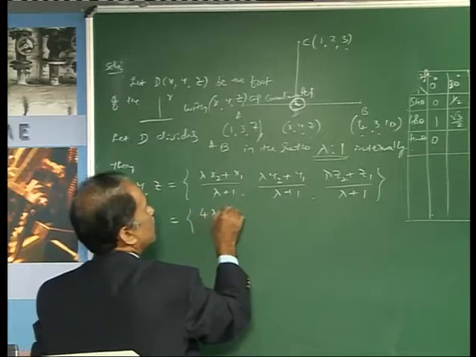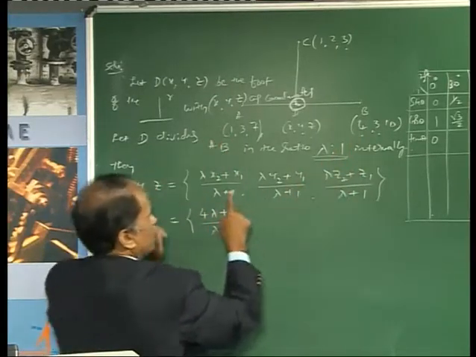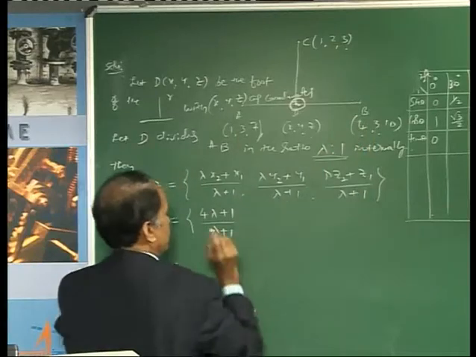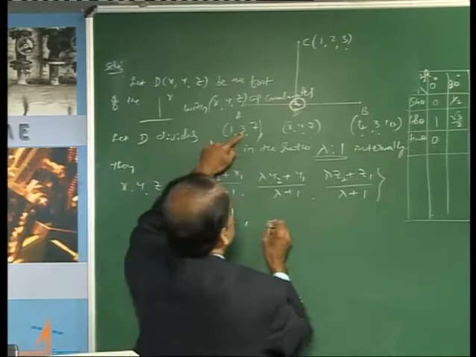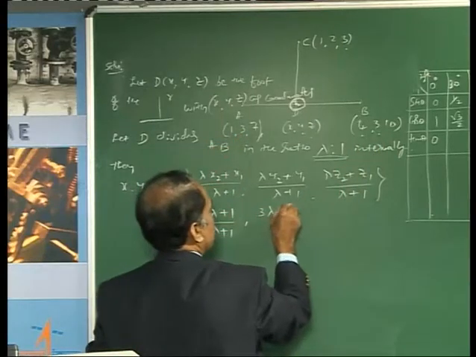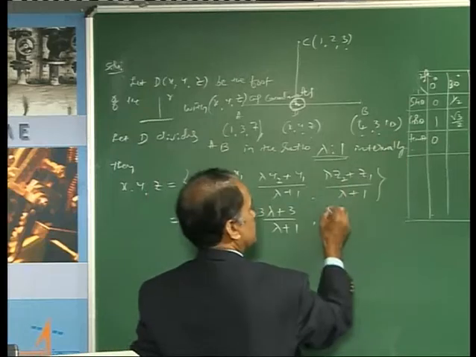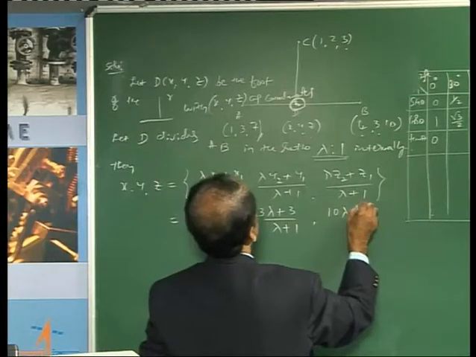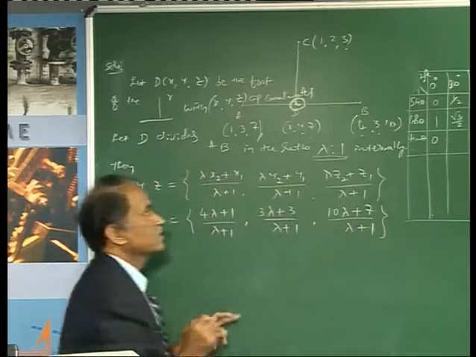So 4 into lambda plus 1 divided by lambda plus 1, 4 and 1 I am writing. Next 3 and 3, means here also 3 is there, 3 lambda plus 3 over lambda plus 1. Next is 10 lambda plus 7 divided by lambda plus 1.